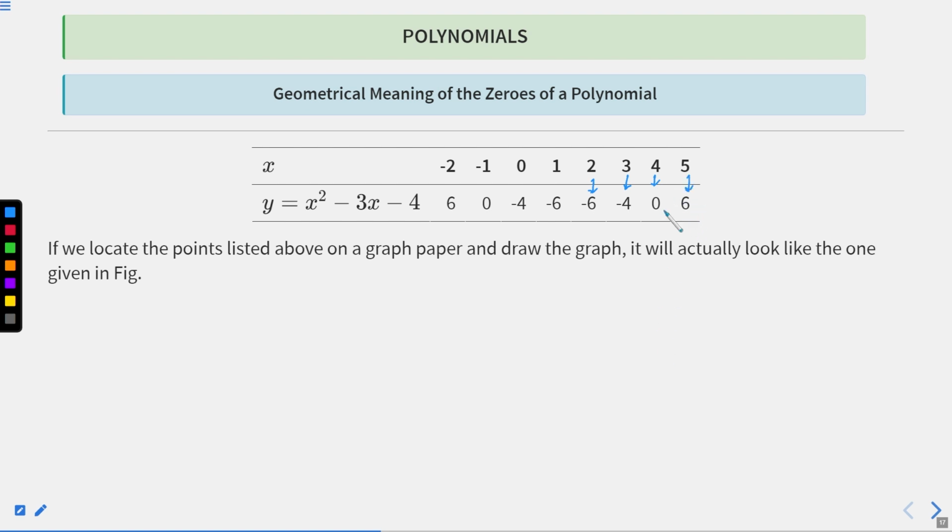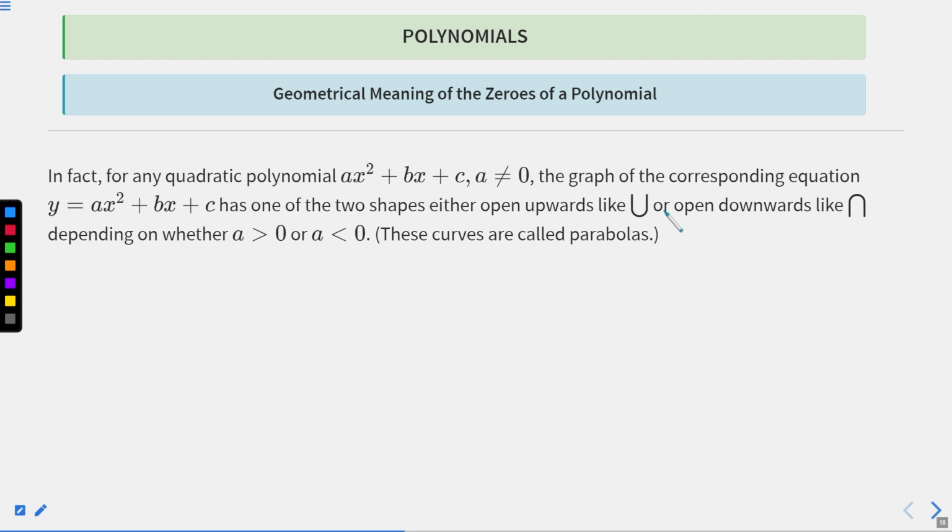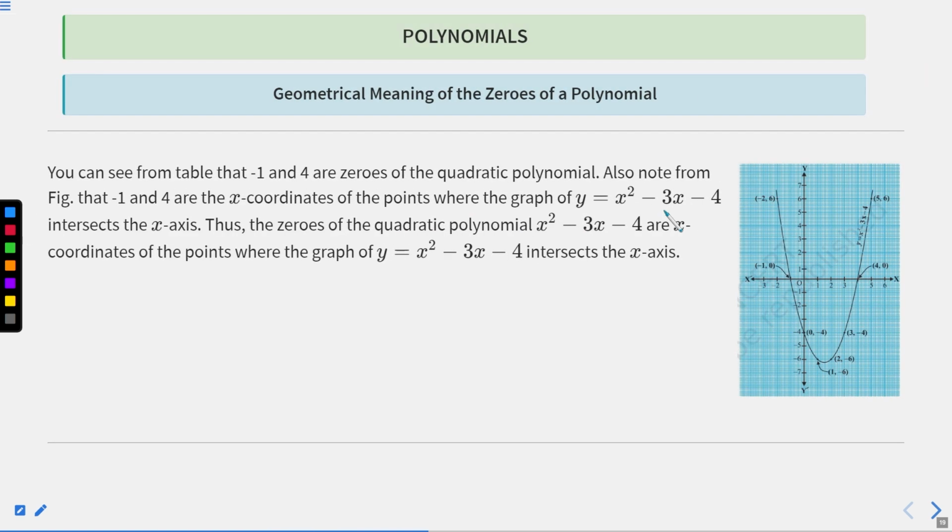Okay, so if we locate the points listed above on a graph paper and draw the graph, it will actually look like the one given in the figure. Okay, so if we plot all these points on a graph paper and draw the graph, then it will actually look like this graph.